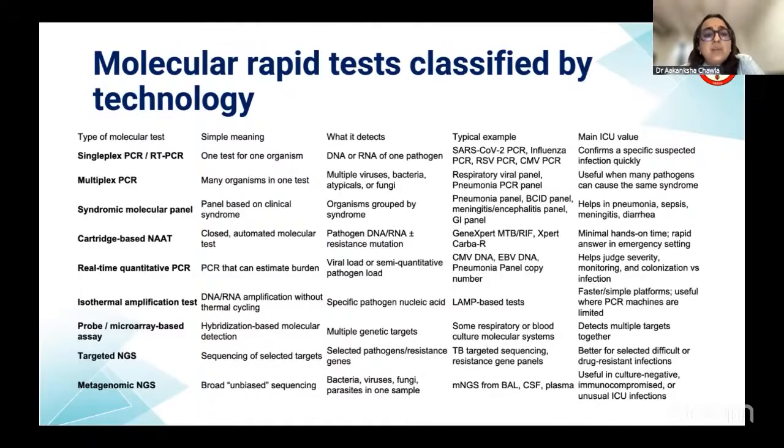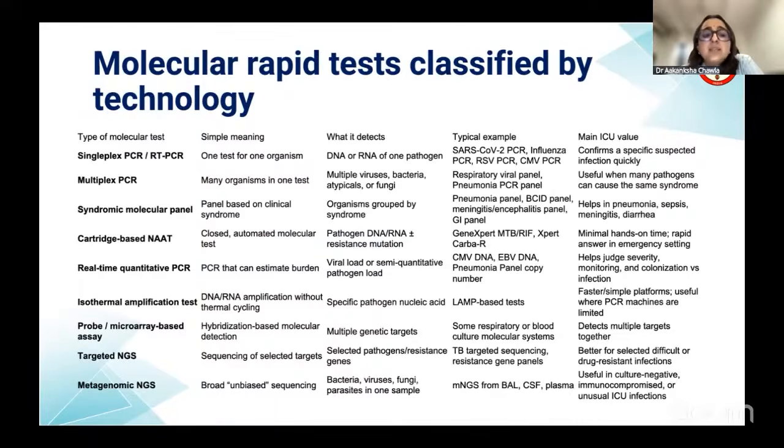Then there are syndromic molecular panels, which are based on the clinical syndrome, like your lower respiratory pneumonia panel, your BCID panel, the meningitis encephalitis panel, or the GI panel. These will help you understand the etiology of your pneumonia, sepsis, meningitis, or even diarrhea. Then we also have the cartridge-based nucleic acid amplification tests. These detect the pathogen DNA, RNA, and also the resistance mutation, like we commonly send the GeneXpert for our MTB, Mycobacterium tuberculosis samples, and the Xpert Carba-R.